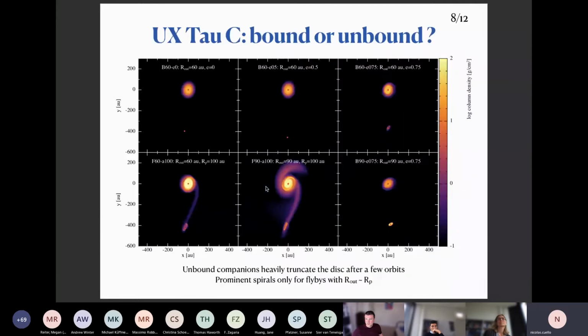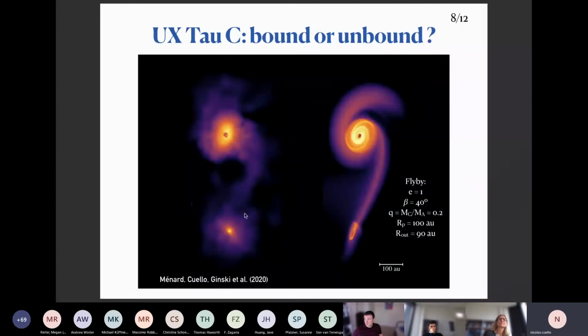For that, we did a series of simulations taking into account a bound companion, so an outer binary, let's call it, and an unbound companion, so a flyby. And what we realized is that it's very hard to create these prominent spiral arms with a bound companion, because after a few orbits, we eject all the material and there is no more material available. So if we zoom, this is the observation with SPHERE, and this is the hydro modeling we're proposing with the parameters here. And it works fairly well.